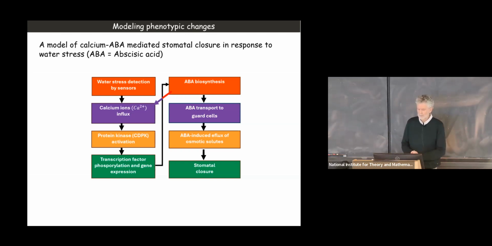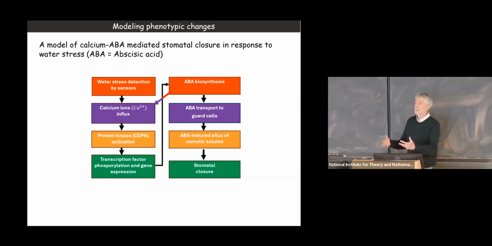It begins with water stress detection by sensors in the cell membranes, which trigger the opening of ion channels and the influx of calcium ions from the apoplast, this is the extracellular space, into the cell. That actually also triggers influx of calcium ions from internal resources, from the vacuole, which is a big vesicle inside the cell.